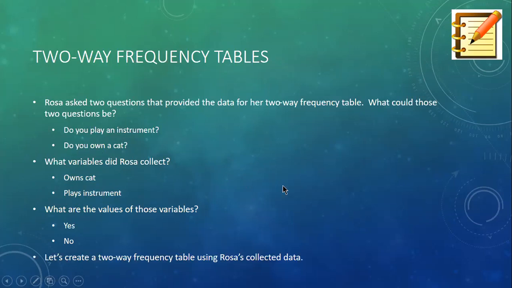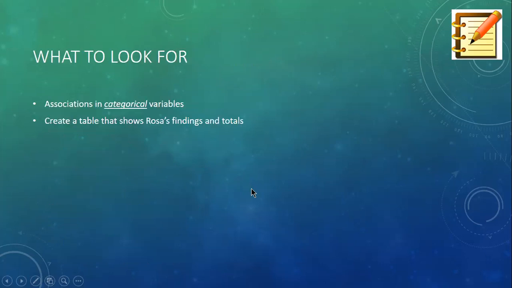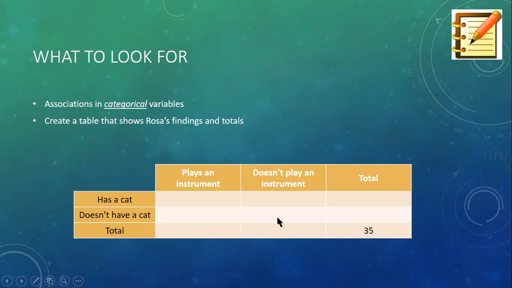Okay. So once she gathers data on that, she can then create a two-way frequency table and see if there's any relationship between these two categorical variables. So what we're going to do right now is I'm going to exit out of this.